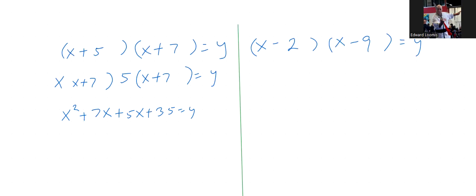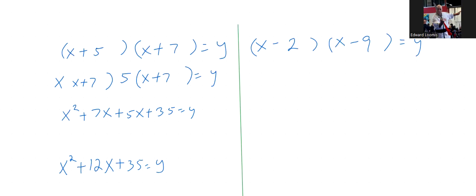Now, at this point, all I have to do is just combine my like terms. I have no like terms for my x squared, so I bring it straight down. These middle two I can combine. I've got 7 x's. I add 5 x's to it, so I have 12 x's. I'm going to have no like terms for my constant. That's the number without the variable. That's a positive 35, so I bring it down, and that equals y. There's my first one.